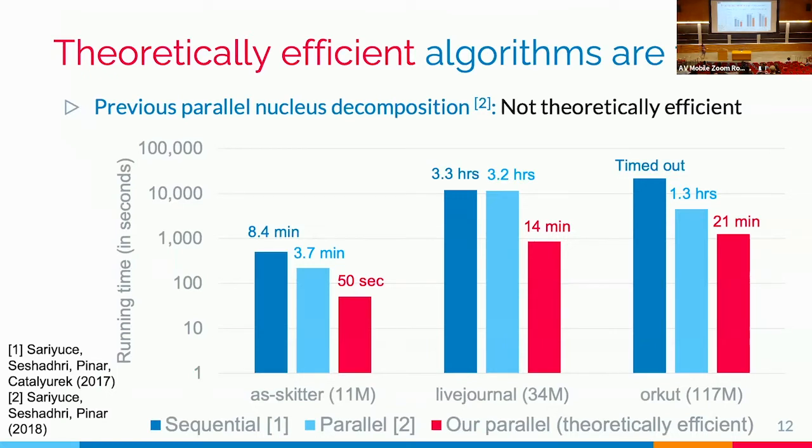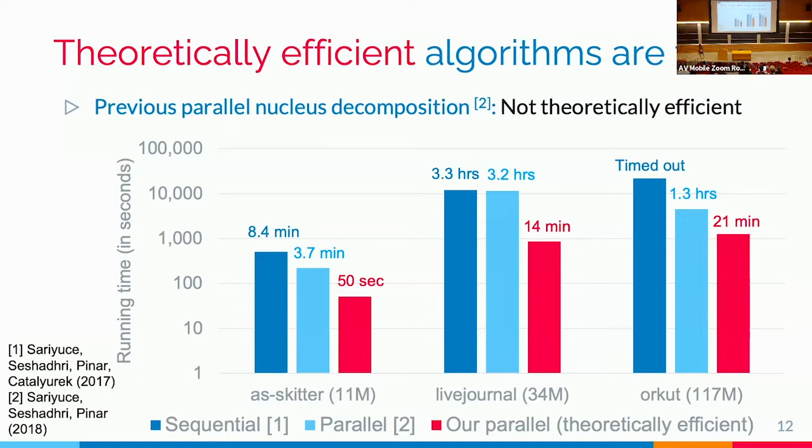So they actually have a subsequent paper by Sariyüce, Seshadhri, and Pinar that introduced several parallel nucleus decomposition implementations, shown in the light blue here. And they can achieve some pretty significant speedups just with their parallel implementation. So notably on this Orkut graph, they can now finish in 1.3 hours.